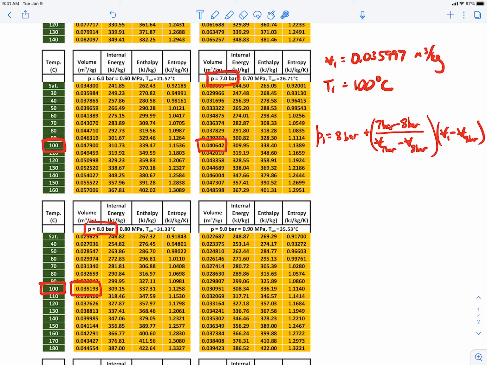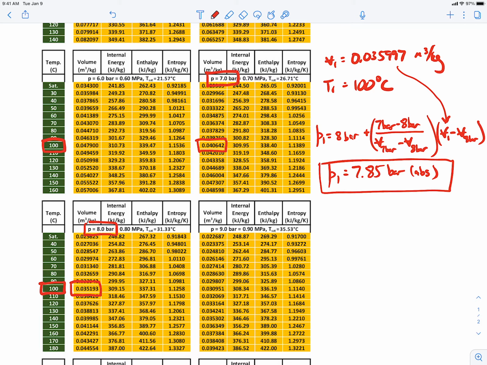So I'm taking the specific volume that I have, this specific volume right here, subtracting out the lower value of the specific volumes, which would be the specific volume at 8 bar. And then this is the slope of how the pressure changes over how the specific volume changes. And then this is the pressure I started with, which was down here, the 8 bar value, right there. So you can do the calculation and you'll get that the initial pressure comes out to be 7.85 bar. And again, that's an absolute pressure. So that's my initial pressure.